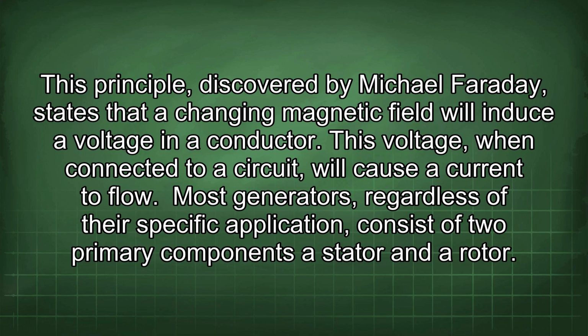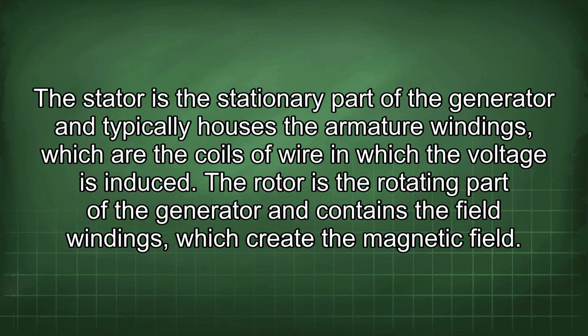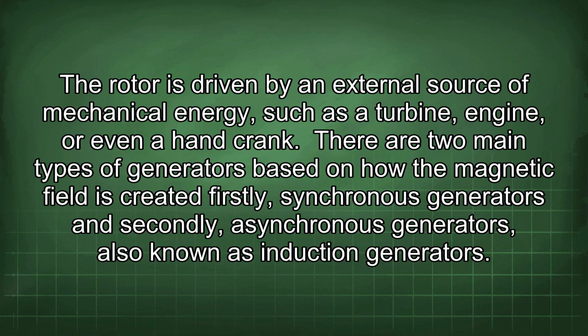Most generators, regardless of their specific application, consist of two primary components, a stator and a rotor. The stator is the stationary part of the generator and typically houses the armature windings, which are the coils of wire in which the voltage is induced. The rotor is the rotating part of the generator and contains the field windings, which create the magnetic field. The rotor is driven by an external source of mechanical energy, such as a turbine, engine, or even a hand crank.